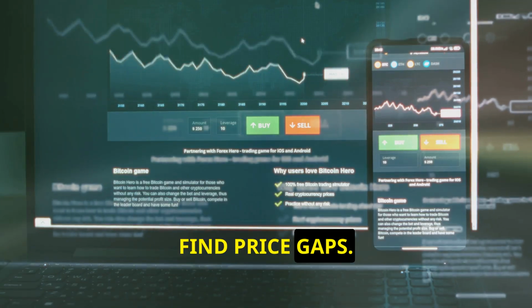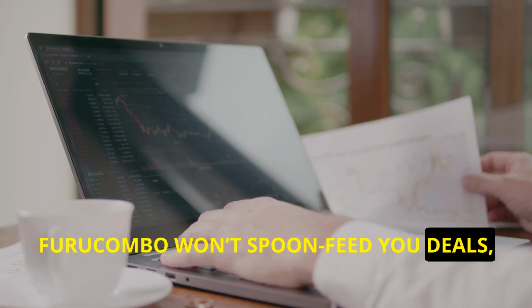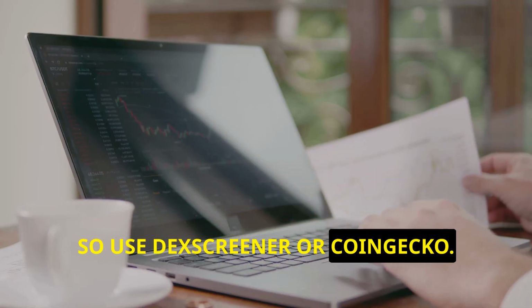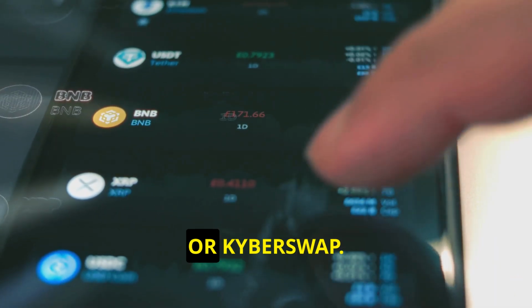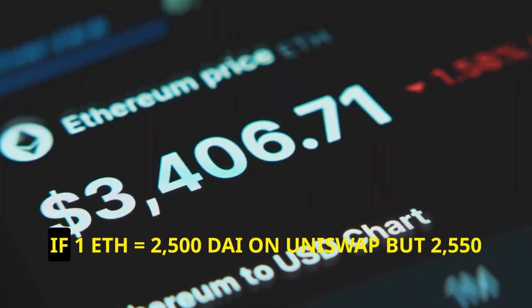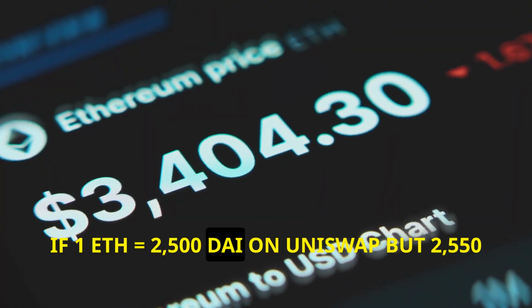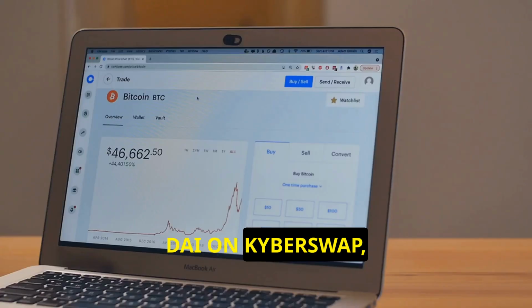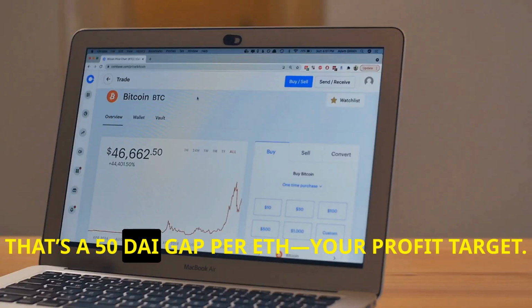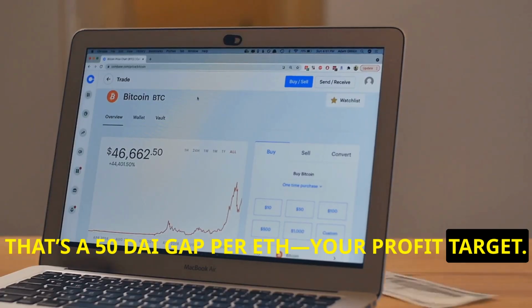Now find price gaps. Furucombo won't spoon-feed you deals, so use DEX Screener or CoinGecko. Compare prices across DEXs like Uniswap, SushiSwap, or KyberSwap. For example, if one ETH equals 2,500 DAI on Uniswap but 2,550 DAI on KyberSwap, that's a 50 DAI gap per ETH, your profit target.